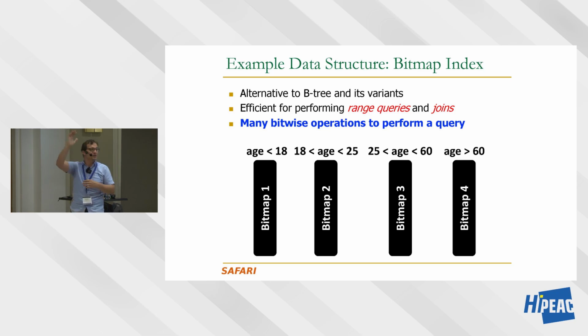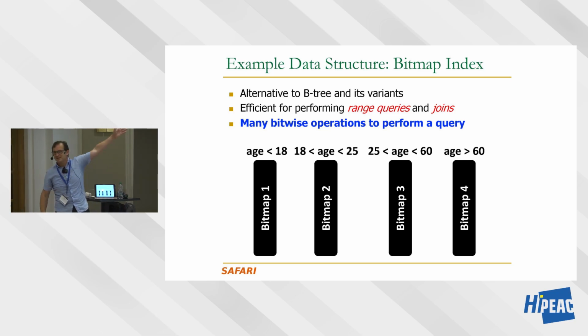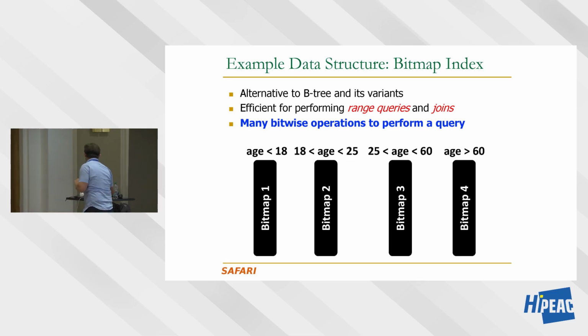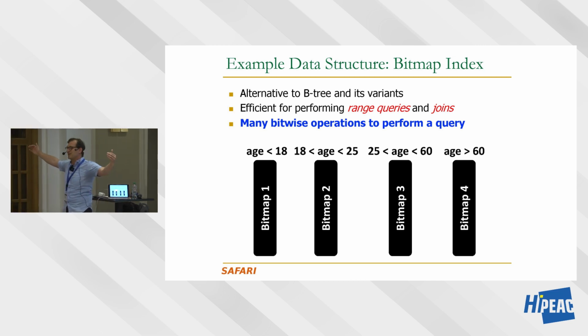You may have lots of rows in your database, maybe 8 billion or 10 billion, representing the human population, for example. And you may actually categorize them in terms of age. This is the bitmap that represents people who are less than 18. This is the bitmap that represents people who are between this age, etc. And you may have so many bitmap representations.